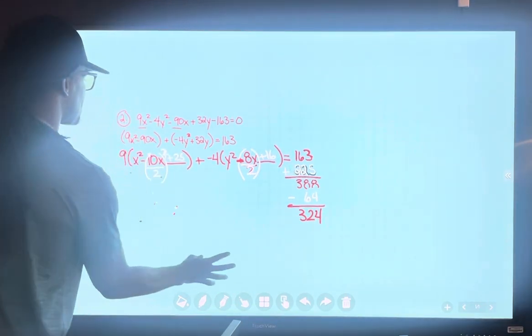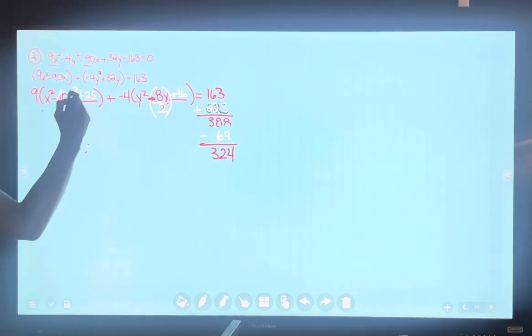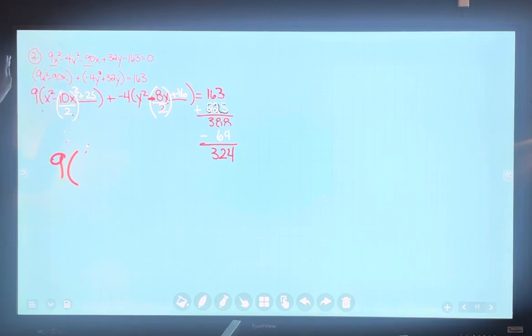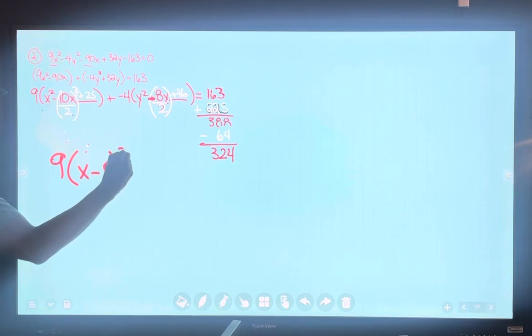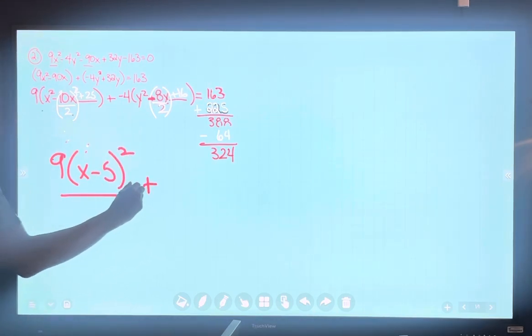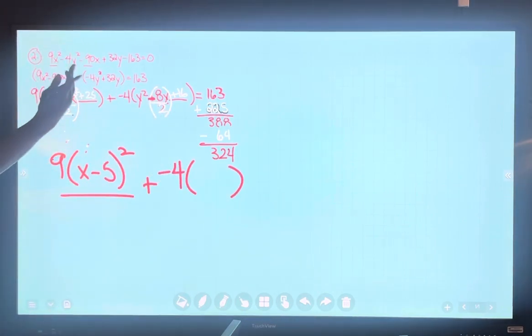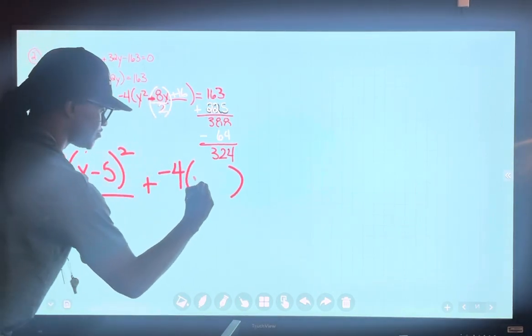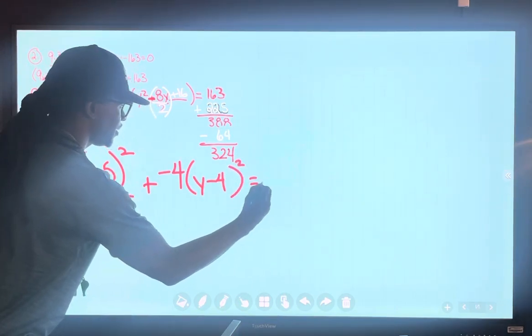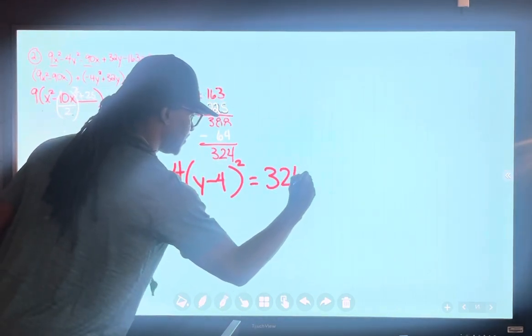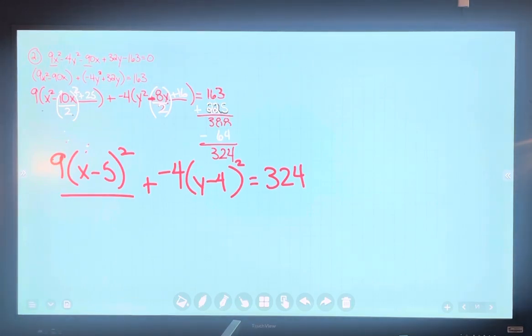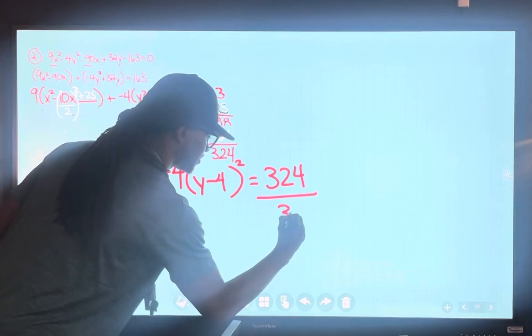Cleaning this up. You now have two numbers that make 25 to come together to make negative 10: negative 5. x minus 5 squared plus negative 4. Two numbers that make 16 that give me negative 8: y minus 4 squared equals 324. And then you divide it all. Now you gotta divide everything by 324.